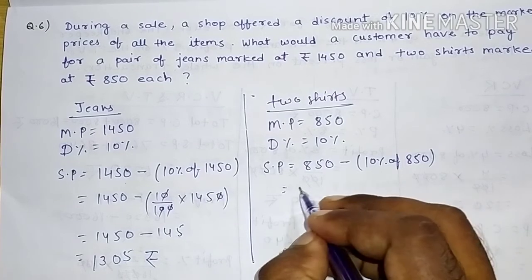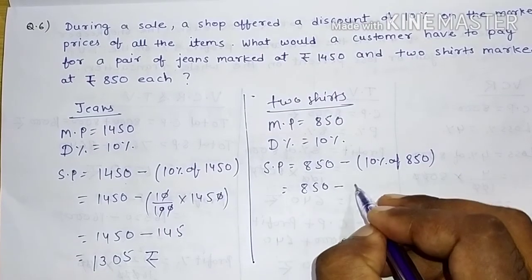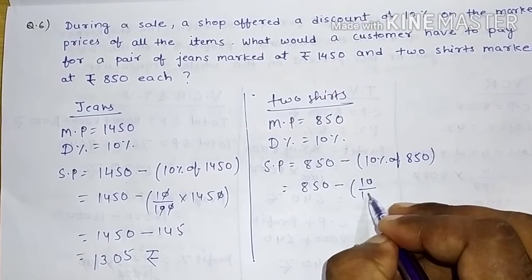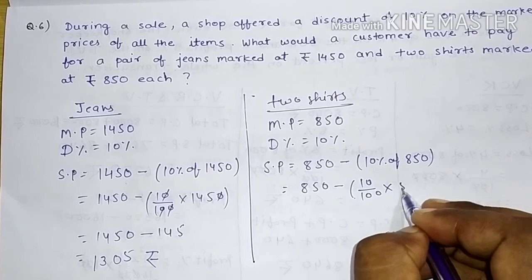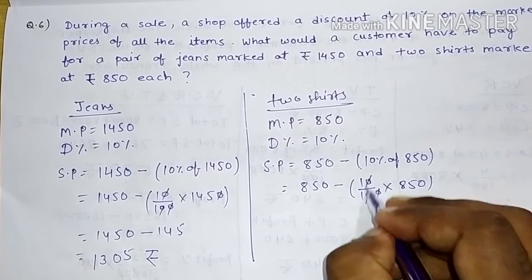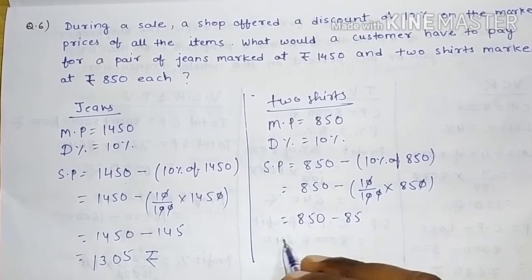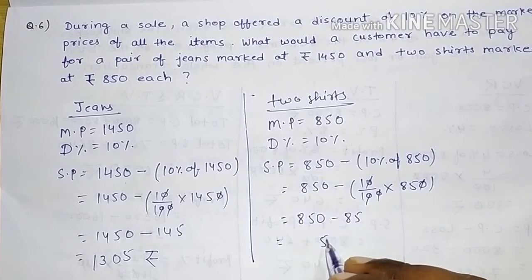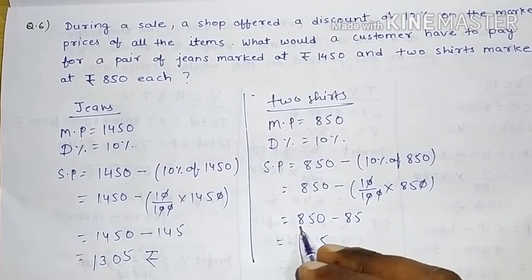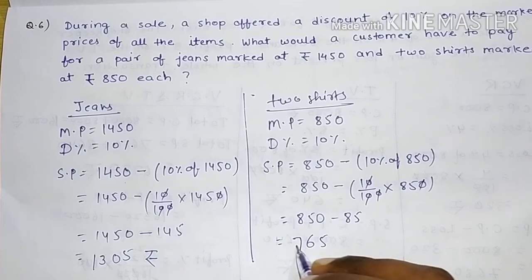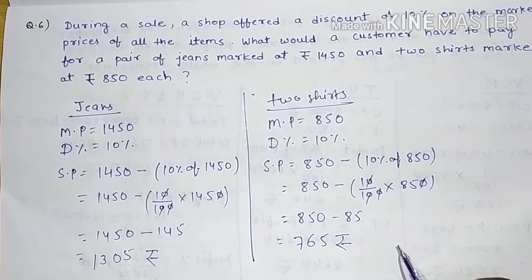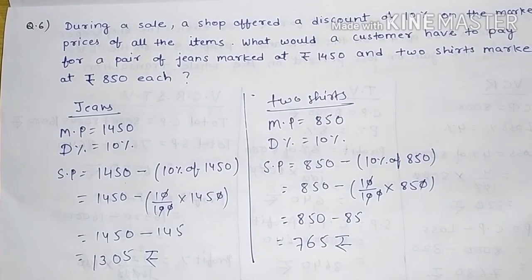Now just simplify this. 850 minus 10%, that means 10 upon 100 multiplied by 850. So 0 0 cancel out. 850 minus 85, this equals 10 minus 5, that is 5. 4 minus 8, so 14 minus 8, that is 6. 765 rupees. Now the selling price of jeans is 1305 and the selling price of the two shirts is 765.